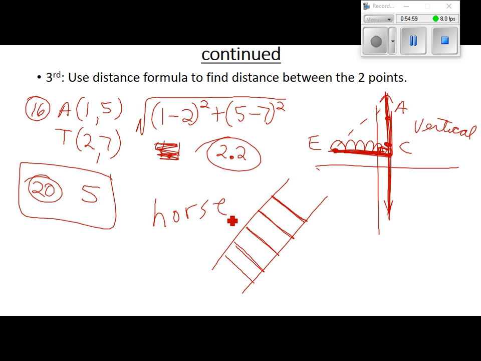What was C again? E. What was E again? D was equal to.